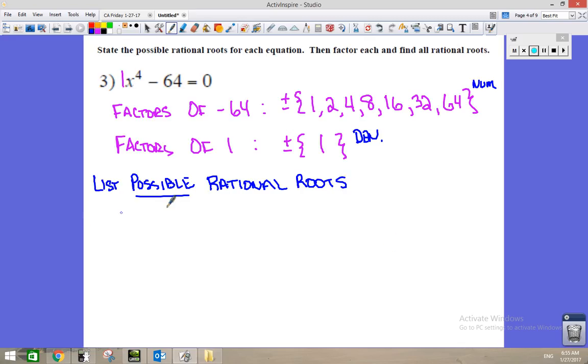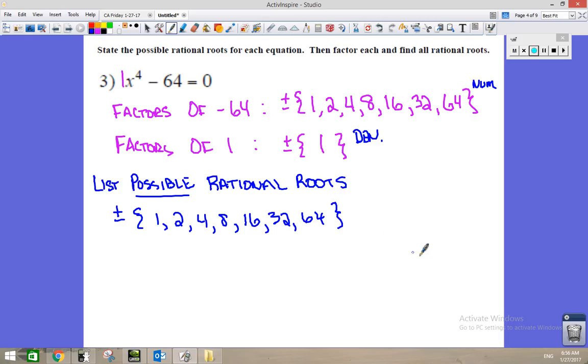Alright, so this list is positive or negative. When that leading coefficient is 1, for the factors of 64, we just repeat this list, because you've got 1 divided by 1, then 2 divided by 1, and then 1 divided by negative 1. You just get this same list.